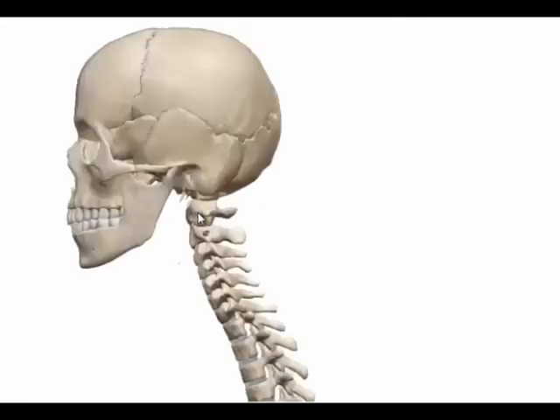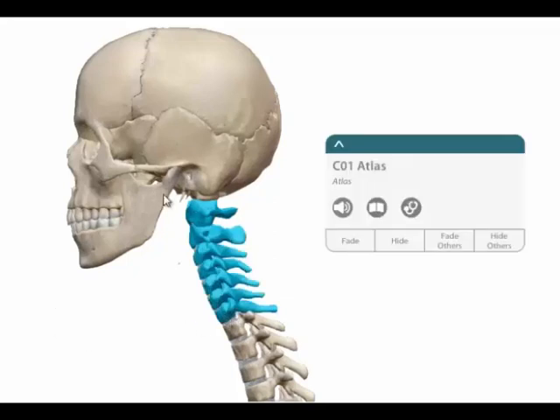The cervical region is made up of 7 vertebrae, from C1 to C7. C1 here is also known as the atlas. C2 is also known as the axis. These 2 vertebrae form a pivot joint, which allows for greater movement of the head.